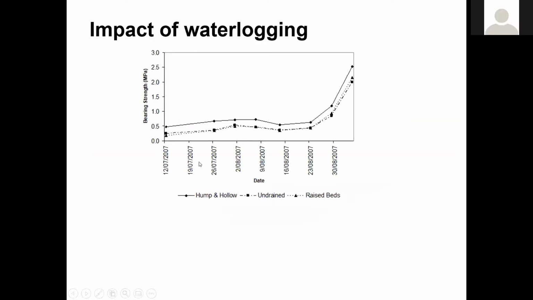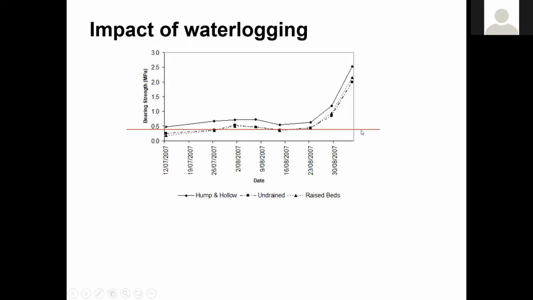And here are just a couple of the results. The first one, when I talked about the strength of the soil and how it's lost when those soils get really wet, here were the 3 treatments. The solid black line is the humps and hollows, and the other 2 that are sort of mixed up together is the undrained one and the raised beds that were pulled up in that typical cropping raised bed fashion. That's about 0.4 of a megapascal.